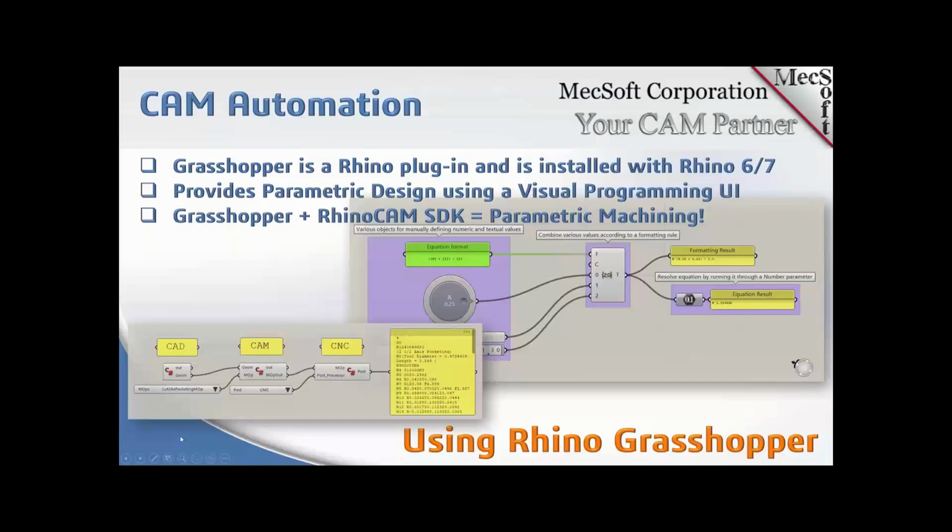And then on top of that, using the Grasshopper components that leverage our RhinoCAM SDK, you can actually end up with parametric machining depending on how your design process is set up. So we'll talk a little bit about that. We won't get too much into that depth, but we will talk a little bit about that in our demo.